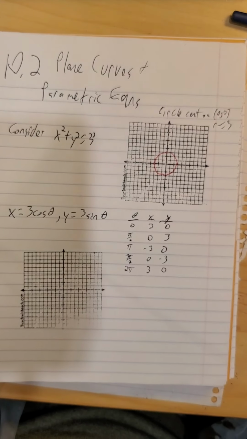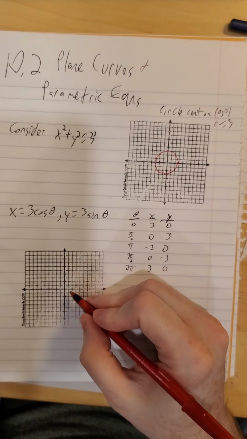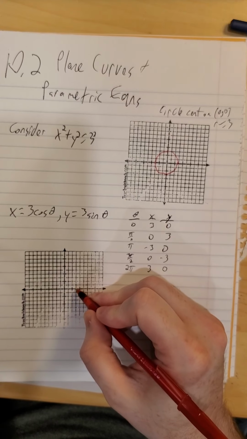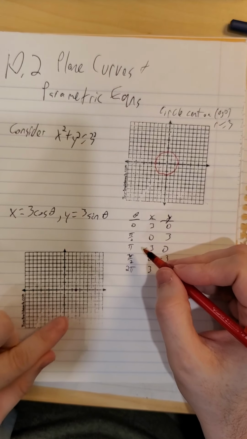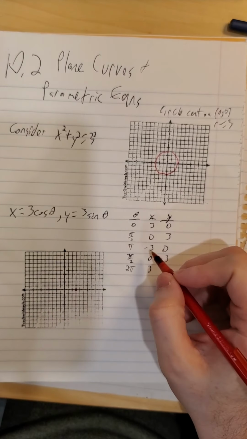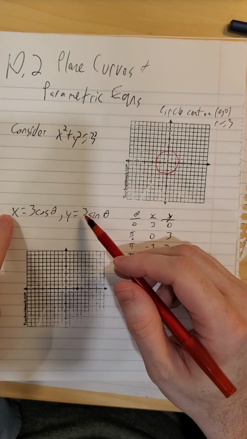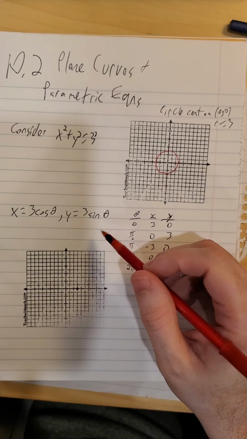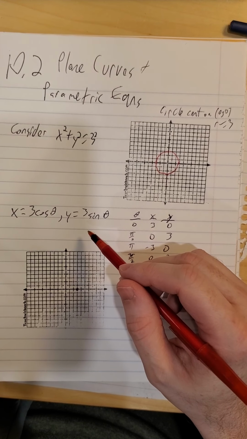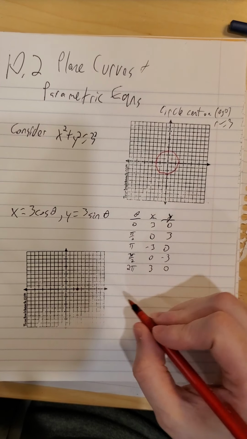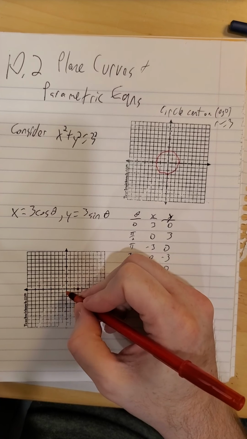So let's make a quick sketch of that. So we start at 3, 0. We could have tested several more. I just wanted kind of the compass points to get us going. And you can confirm to yourself that if you substitute these in, x squared plus y squared will indeed still give you the 3 squared. So here's where we start. At pi over 2, we're at 0, 3.